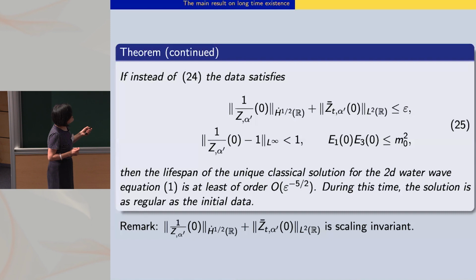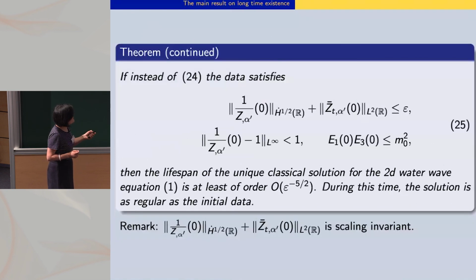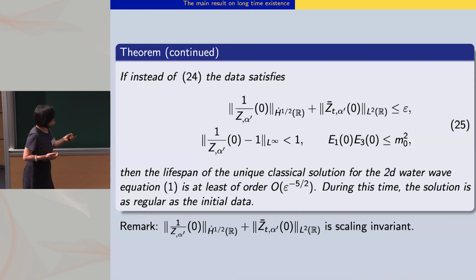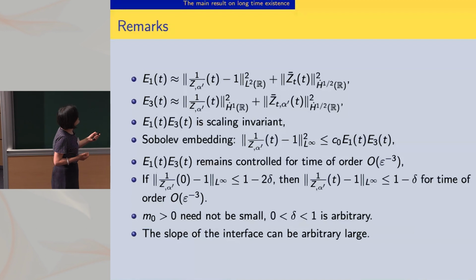Now, I only assume the first line to be less than epsilon, so this second line can be arbitrarily large. If I only assume this scaling invariant quantity to be less than epsilon, but this is less than some universal constant, then you can solve it for a slightly shorter time. So this second result is really a cheap consequence of the first one. And during this time, the solution is regular.